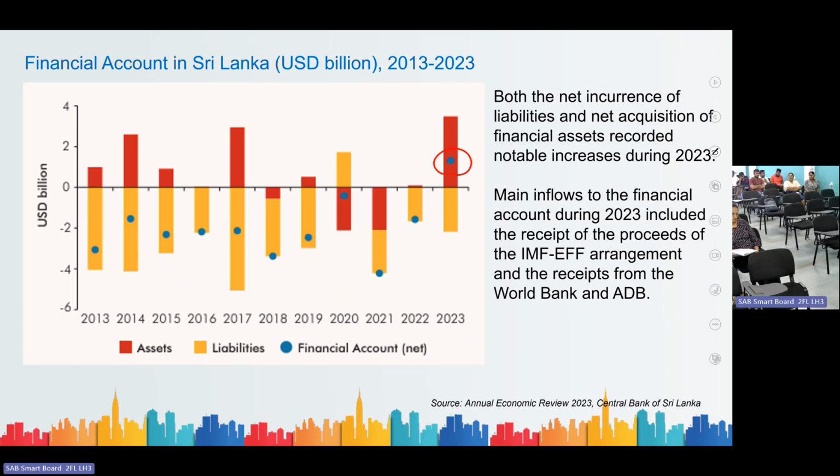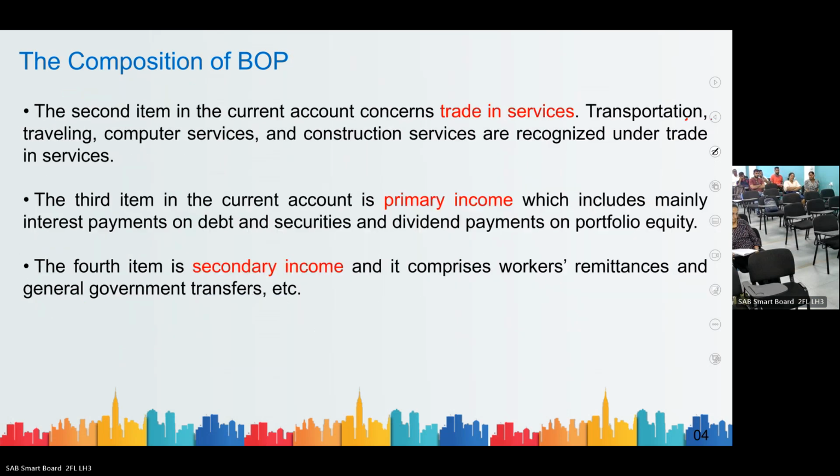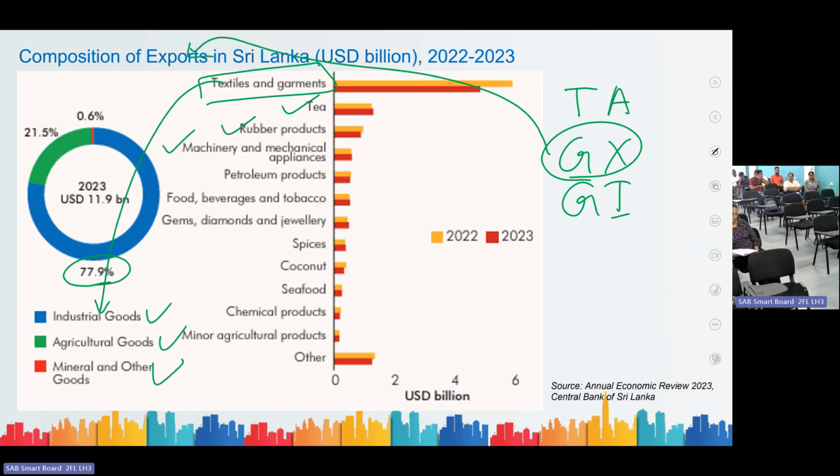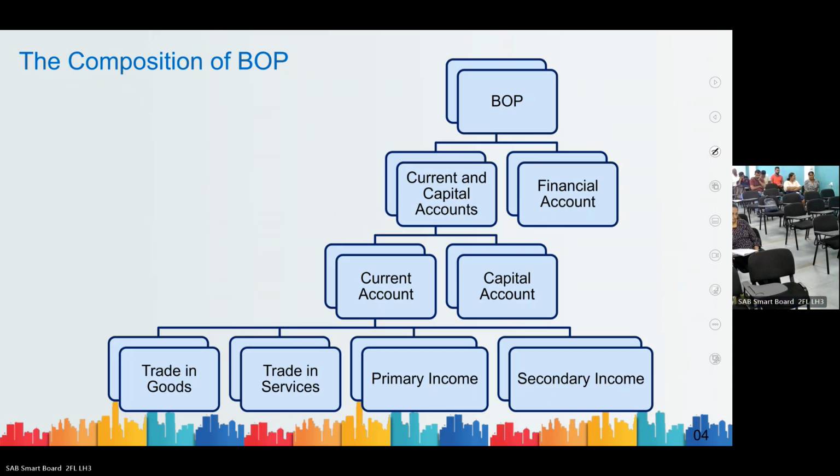But you have to remember the composition. You should have some sort of understanding of this composition. I will give a list of transactions. You should be able to categorize them, to which account each transaction is reported. The question will come like this.